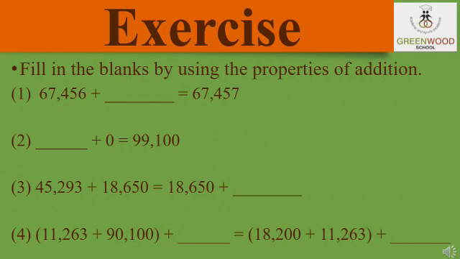In the second one, dash plus 0 is equal to 99,100. Now 0 means nothing. So the answer will be the number itself, that is 99,100. The third sum is based on the third property.